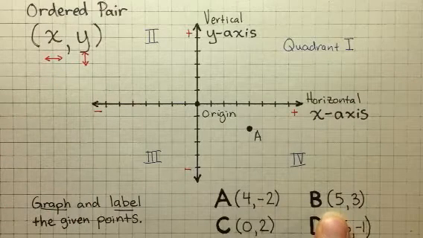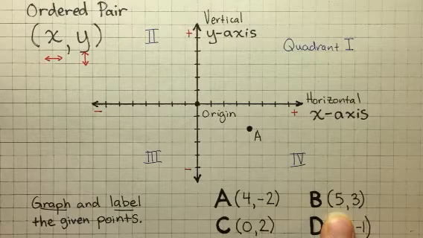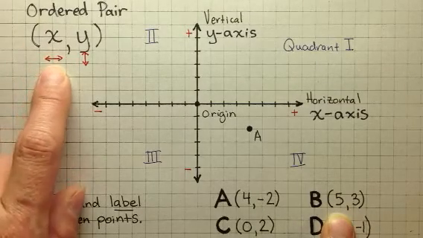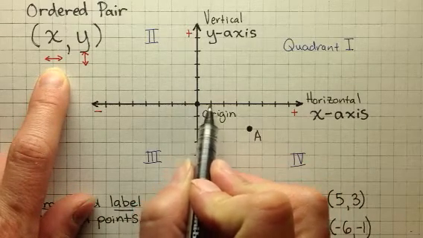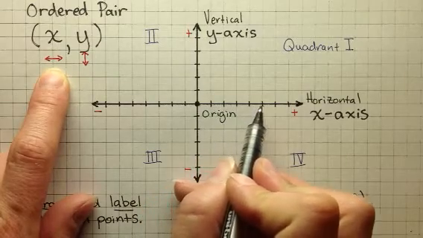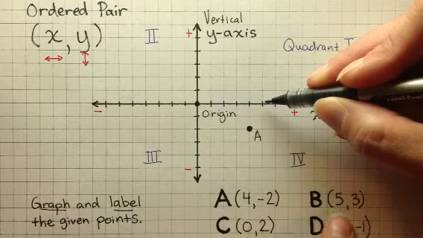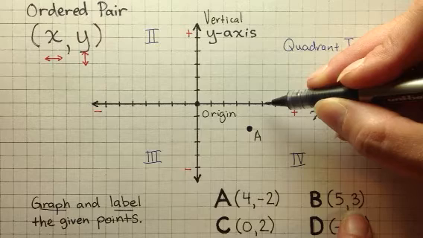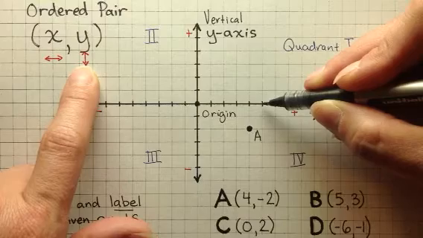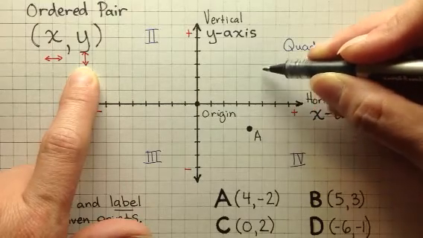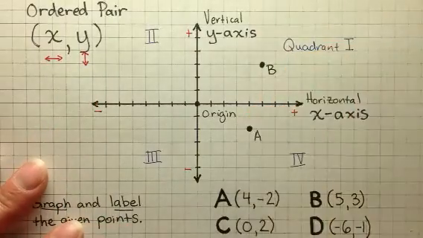Let's try the next point, point B. The first number, the x, is 5. It's positive. Your first movement is your x, that's left-right. It's positive, so we're going to go right. Start at the origin and move 1, 2, 3, 4, 5. Now notice I didn't make a point after my x movement. I did not make the point until I moved in the y direction. My second number is positive 3. The second number is your up-down. It's positive, so we're going to go up, 1, 2, 3. And we're going to label it point B.